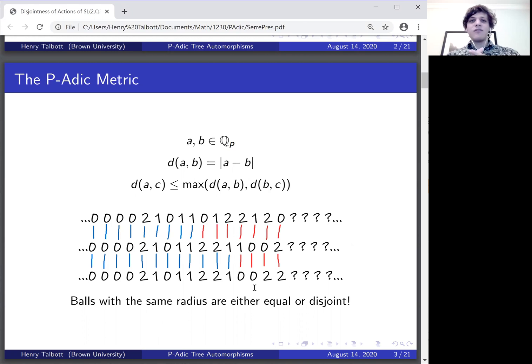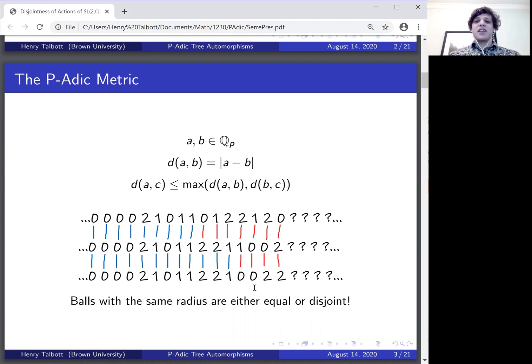In particular, if you write these series as strings of coefficients, we can see that if a and b agree up to a certain coefficient, reflected in the norm, and c and d agree up to a certain coefficient, reflected in the norm of their difference, then a and c have to agree up to the minimum index of those two coefficients. This gives us that the distance between a and c is going to be less than or equal to the max of the distance between a and b and the distance between b and c. This is a strong triangle inequality, and in fact, it has some pretty bizarre consequences.